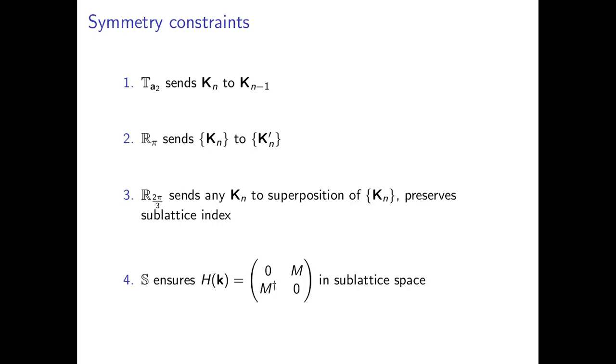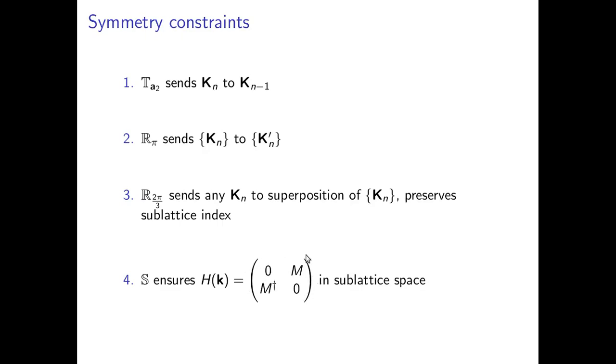And basically we showed that T2 sends Kn to Kn minus 1, and there is R pi, which is the inversion operator, and there is a C3 or R2 pi by 3 which rotates about the center of the lattice by 120 degrees, these three rotations with the chirality. So it turns out that chirality is protected even if the time reversal and particle hole are broken in a uniform magnetic field situation, but the chirality is still preserved, which makes sure that there is this structure of the Hamiltonian written in the sublattice space.